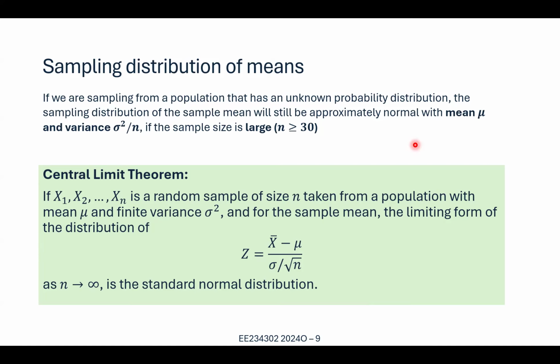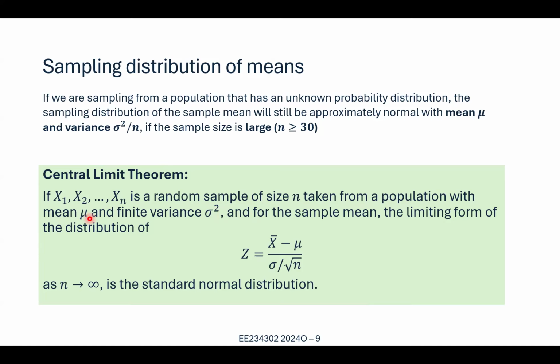Okay, so it's a little bit arbitrary, but it has some scientific reason behind that. The central limit theorem says that if we have random variables of the samples, let's say x1, x2 to xn, a random sample of size small n taken from a population with mean mu and finite variance sigma squared. So now we know the population mean and the population variance.